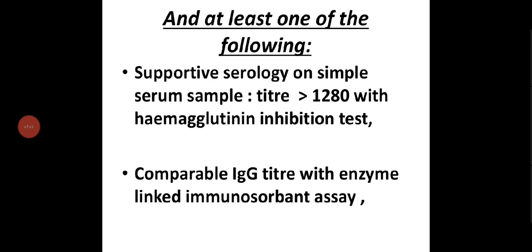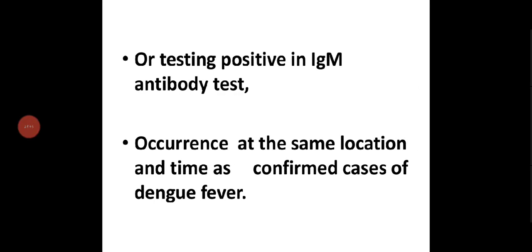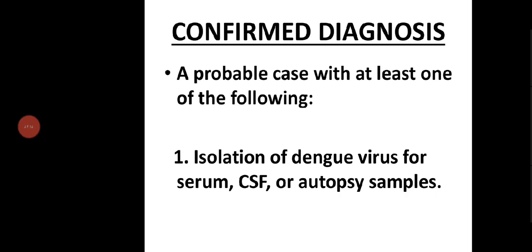And at least one of the following: supporting serology on a single serum sample, that is titer more than 1280 with hemagglutinin inhibition test, or comparable IgG titer with enzyme linked immunosorbent assay. If there is any one, you can confirm it as a severe case. Or testing positive in IgM antibody test, occurring at the same location and time as confirmed cases of dengue fever.